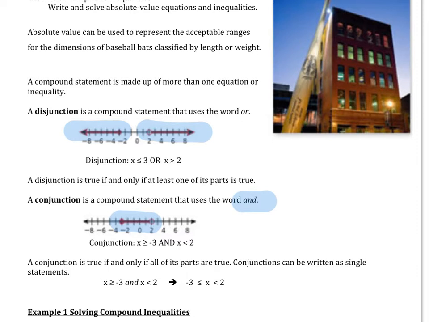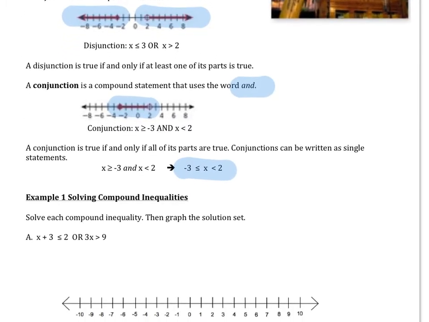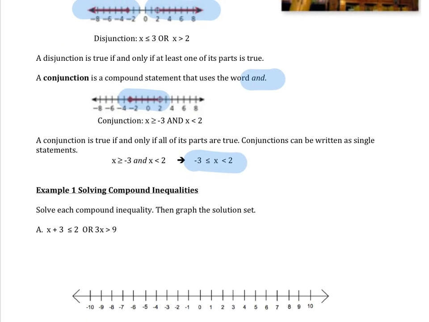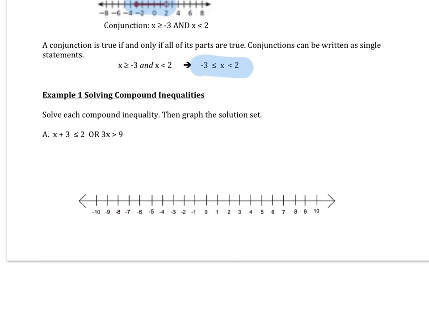And it can be written as a single inequality. A number less than or equal to, or just less than, the variable, x is what we use a lot of times, less than or less than and equal to a number. So we're going to solve each of these compound inequalities. Then we have to graph the solution set.